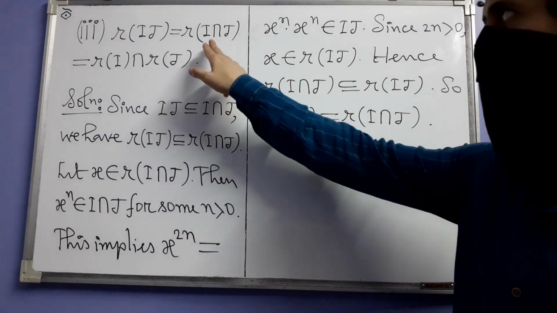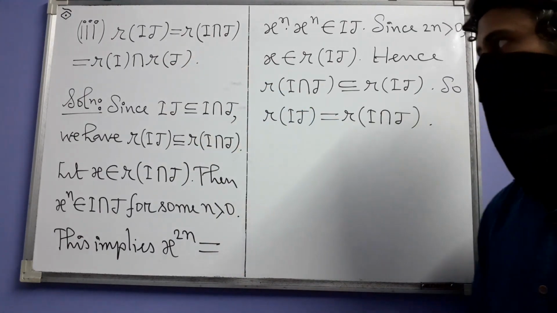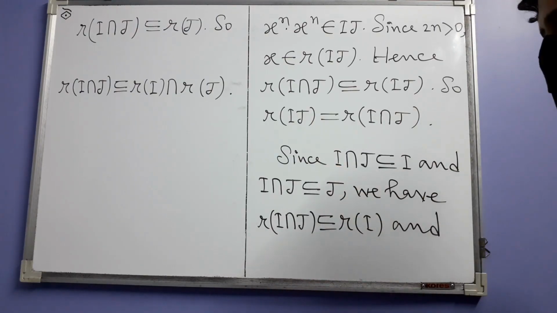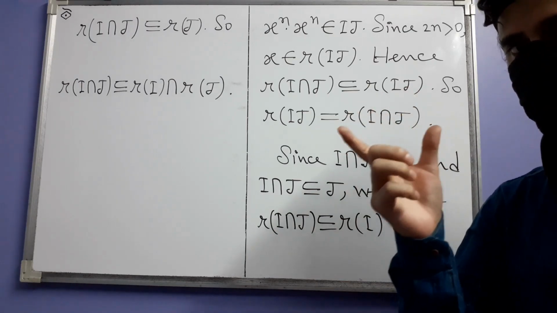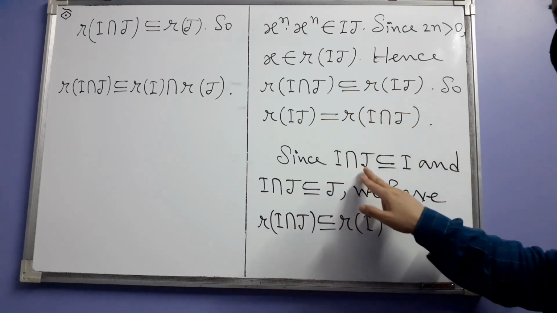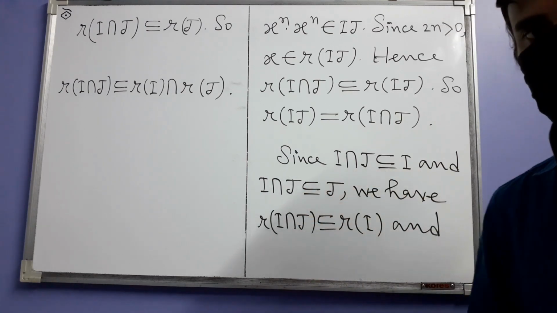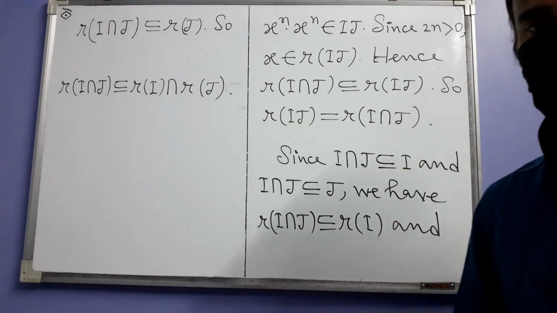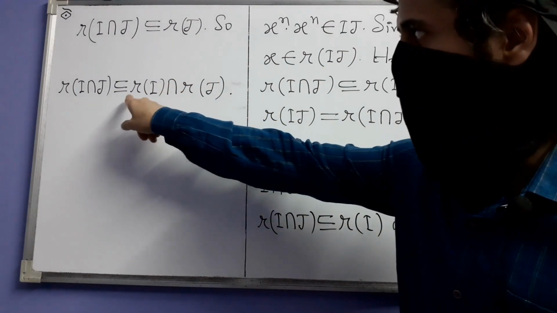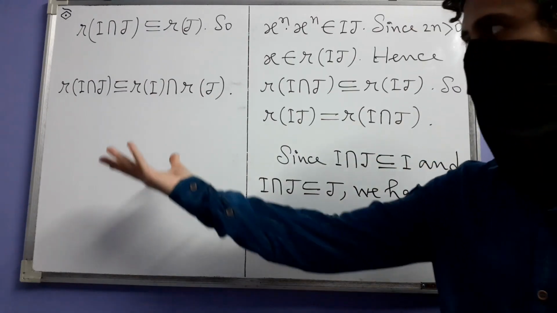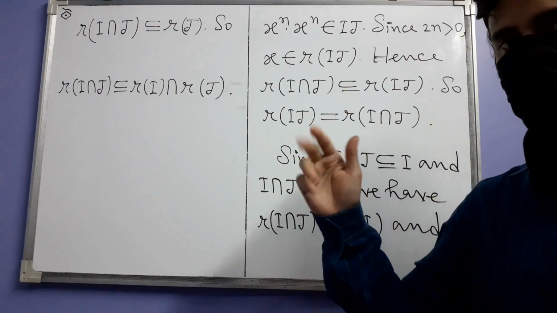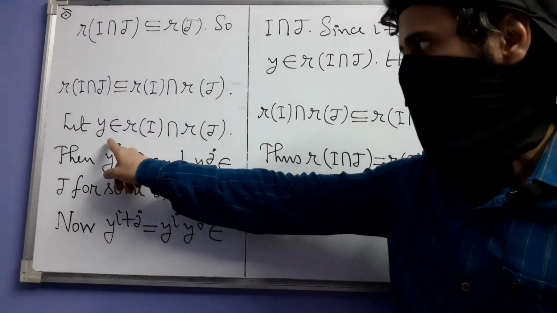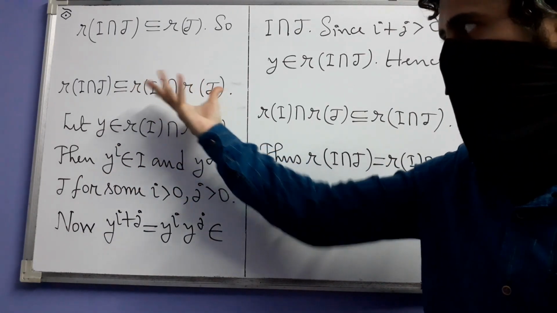Next we go for the equality, that this is equal to this. So for the second equality, we first note this. So this part is also like that, first containment of part 2. I intersection j is contained in both I and j, and that is why the radical of I intersection j is contained in the radical of I and radical of j, and that is why it is contained in their intersection. So that way we have got one containment. Now we will go for its reverse, for its opposite. So we take any element y in this intersection, that means here.